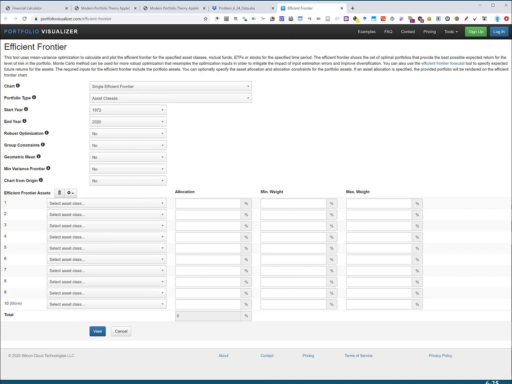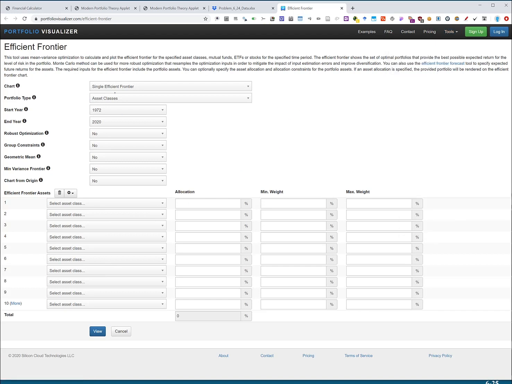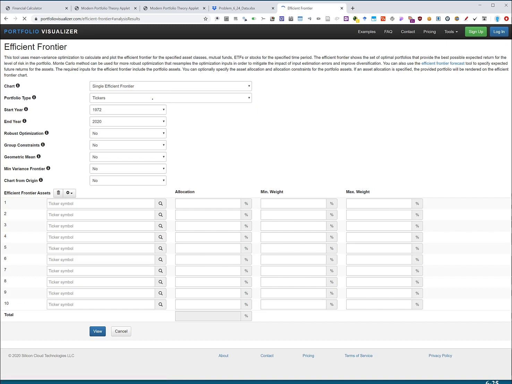All right, so Portfolio Visualizer has a lot of different tools. This is just one of them. Let's look at different start years and end years. We're going to work with asset classes. We don't know what to actually do with tickers. You guys like tickers.